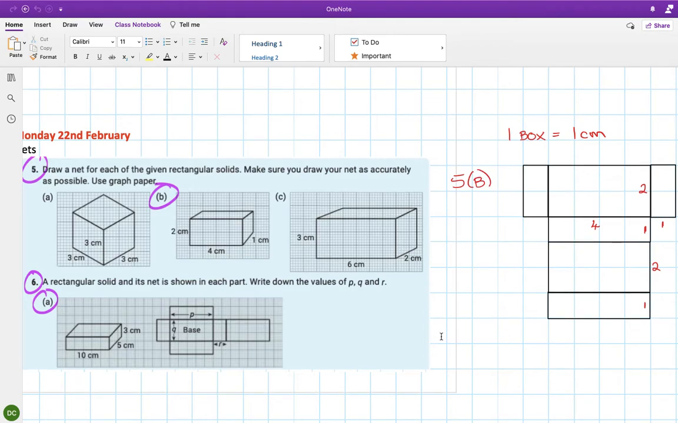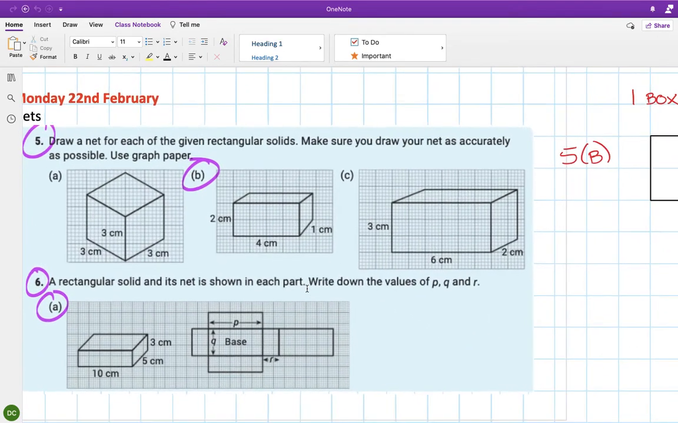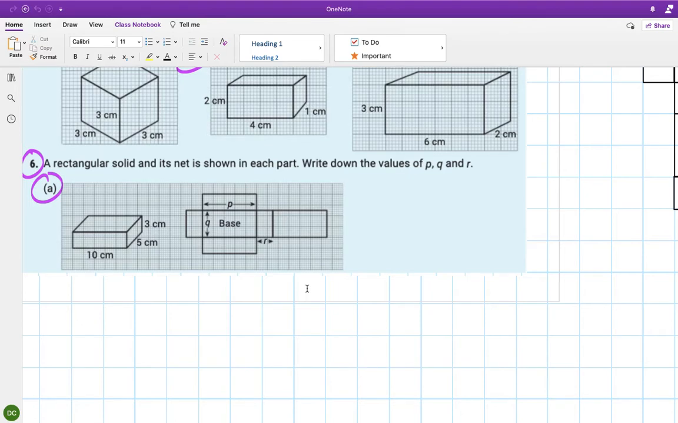Okay. Down the bottom here, it says a rectangular solid and its net are shown in each part. What are the values of P, Q, and R? Okay, so if that's the base, then P, which goes this way, yeah, is this bit here. So P is 10 centimeters.